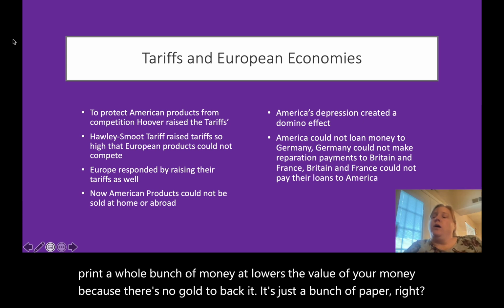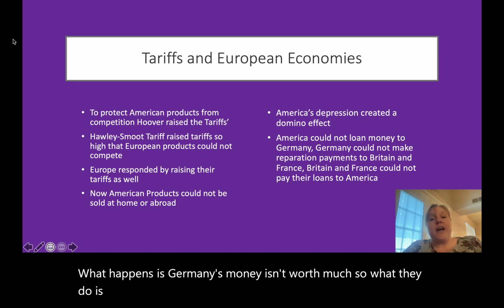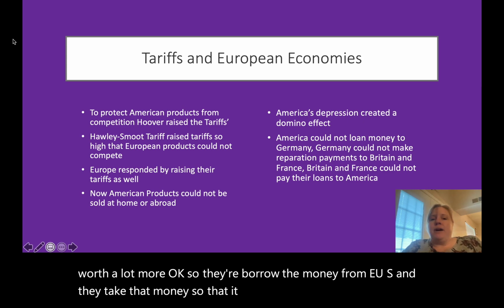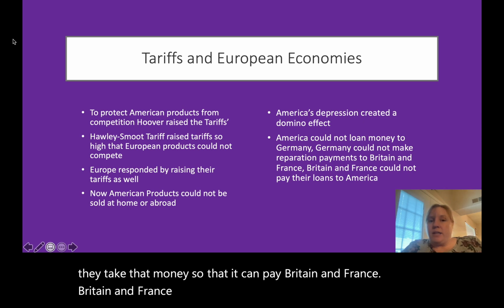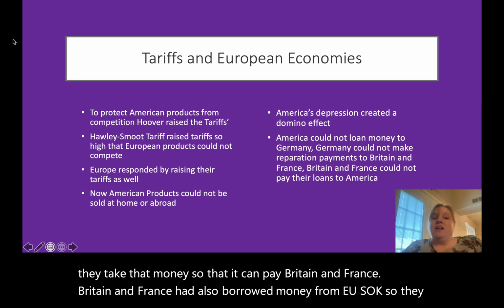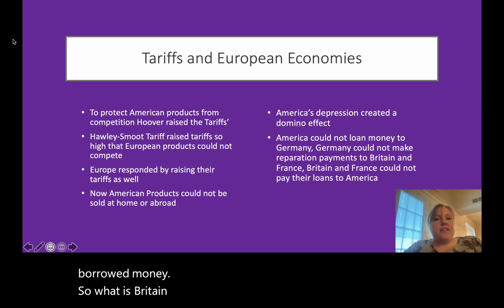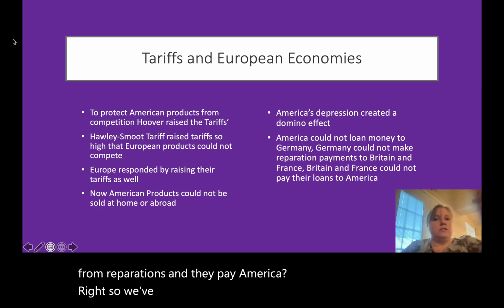So Germany's money isn't worth much. So they borrow money from the U.S. The U.S. has money and it's worth a lot more. They borrow the money from the U.S. and use it to pay Britain and France. Well, Britain and France had also borrowed money from the U.S. to fight the war, so they had to pay the U.S. back. So what do Britain and France do? They take the money they get from reparations and pay America. So we've got this circle going on.